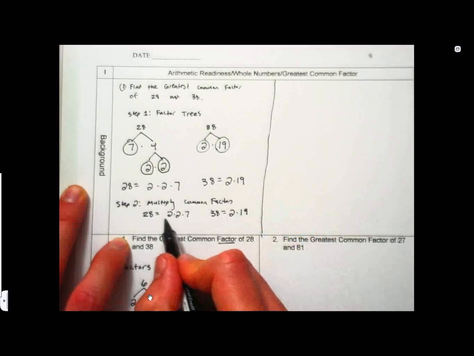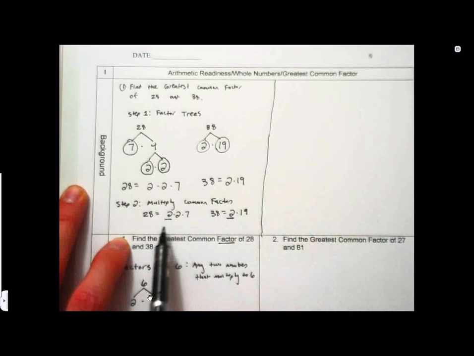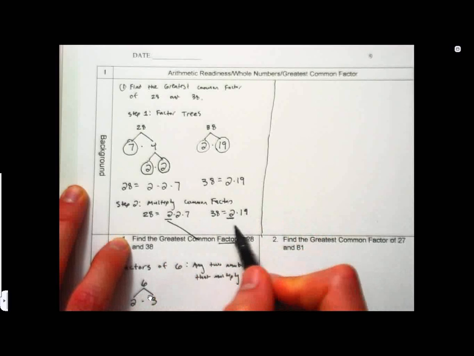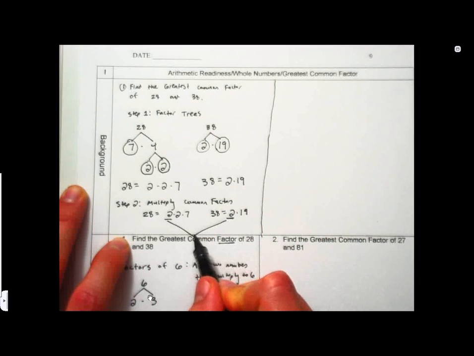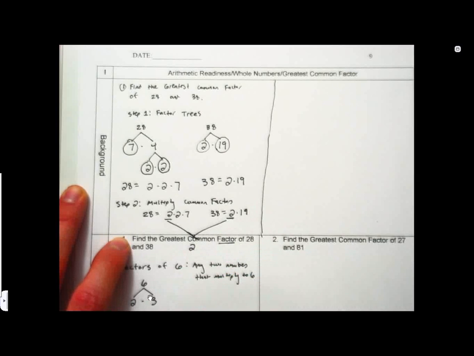Well, if I look at what they have in common, notice that both numbers have a factor of 2 in common. So what I'm going to do is draw a little arrow from each one and write my 2.